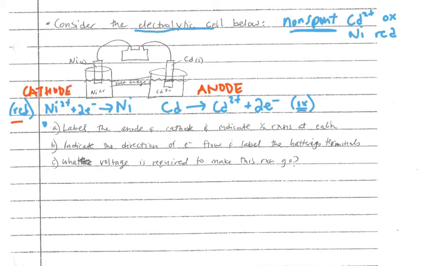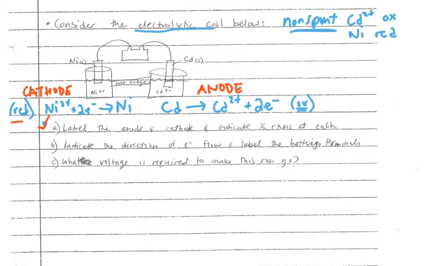Usually we put the anode on the left and the cathode on the right, but that's not always how you'll get it in a labeling problem. So you really have to determine which one is reduced and which one is oxidized. Okay, so we wrote the half reactions and we labeled the anode and cathode. Check. Now part B, indicate the direction of electron flow and label the battery terminals.